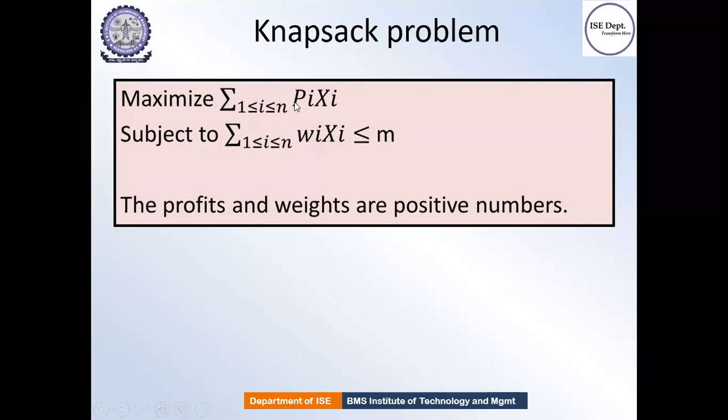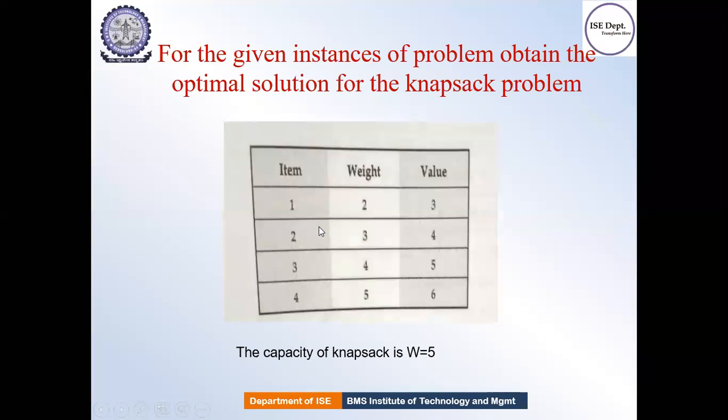So what is the constraint? The constraint here is that the weight of all the objects placed within the bag should be less than or equal to the capacity of the bag, which is represented with m, correct? This is the objective function, and this is the constraint of that objective function. The profits and the weights here should be positive numbers, which means they should be greater than or equal to 0. So this is a knapsack problem.